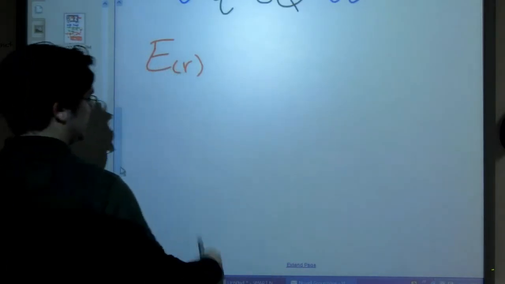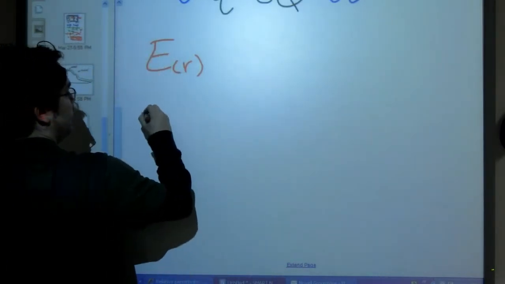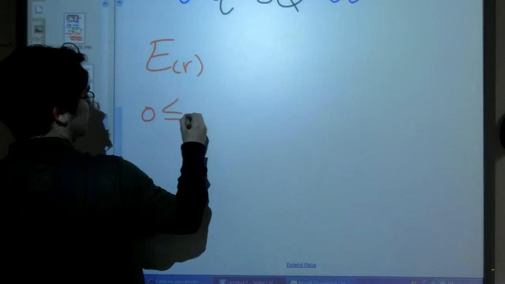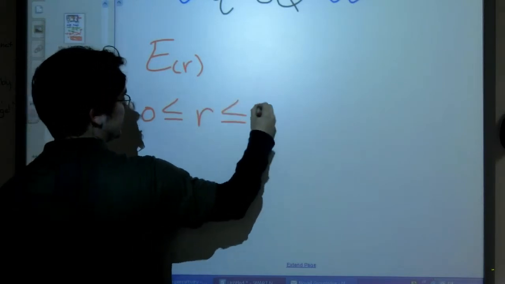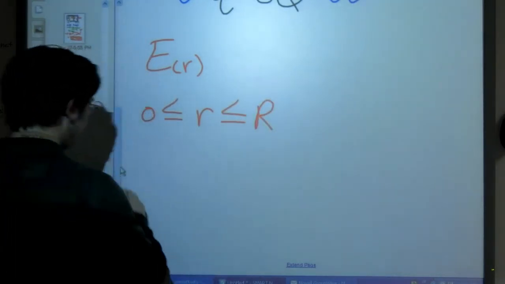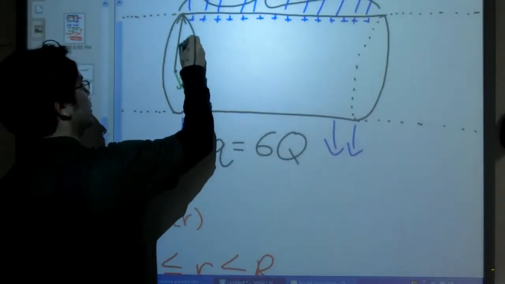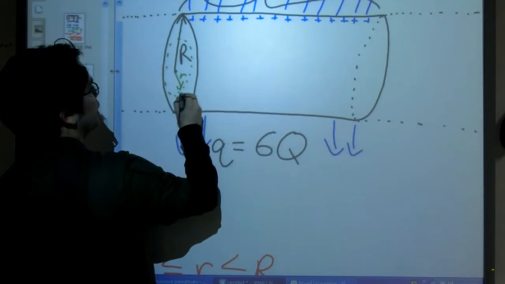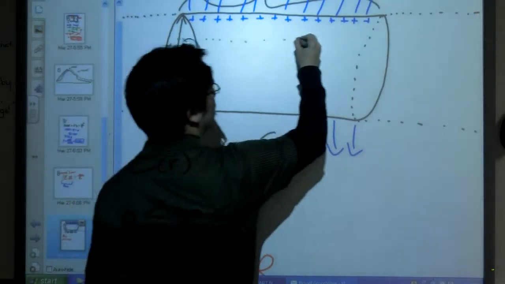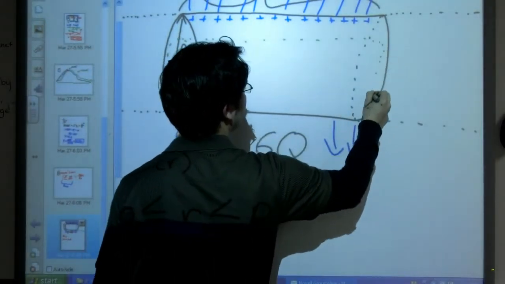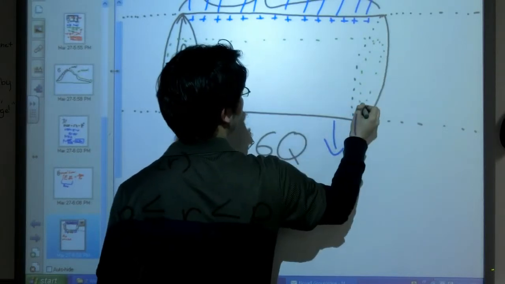So I know that I want to take a look at, for the electric field, the region from 0 is less than or equal to little r, which is less than or equal to capital R. In other words, I'm starting off with some arbitrary shape, a cylinder that's in here. I want to use a cylinder so that I can take advantage of the cylindrical symmetry that this problem has.